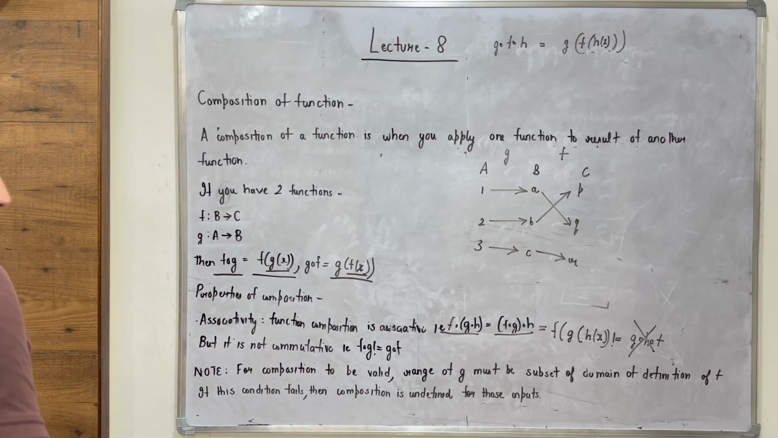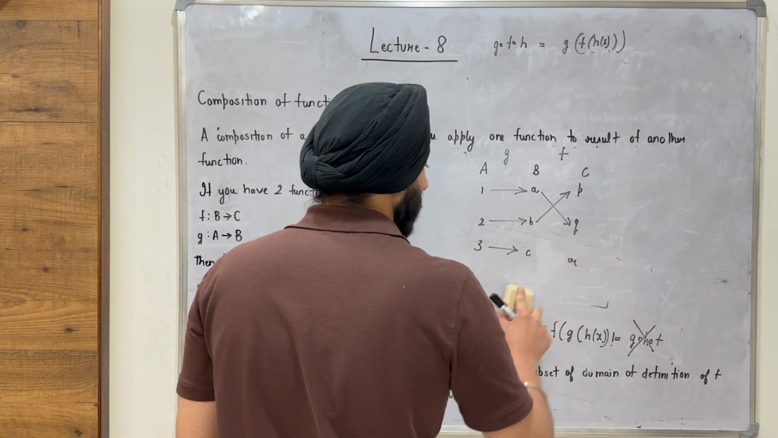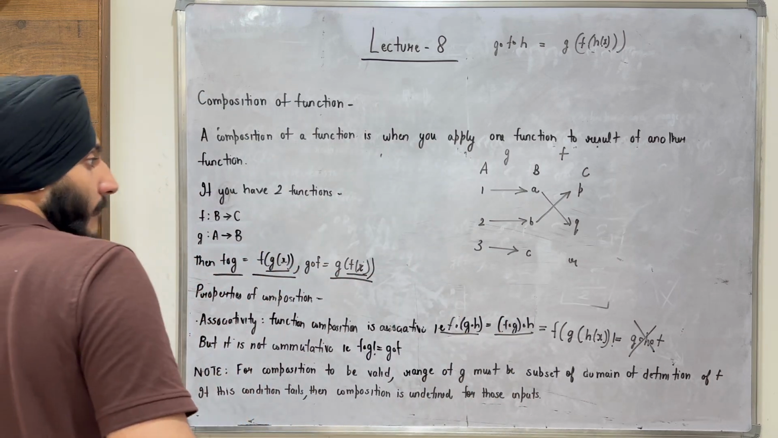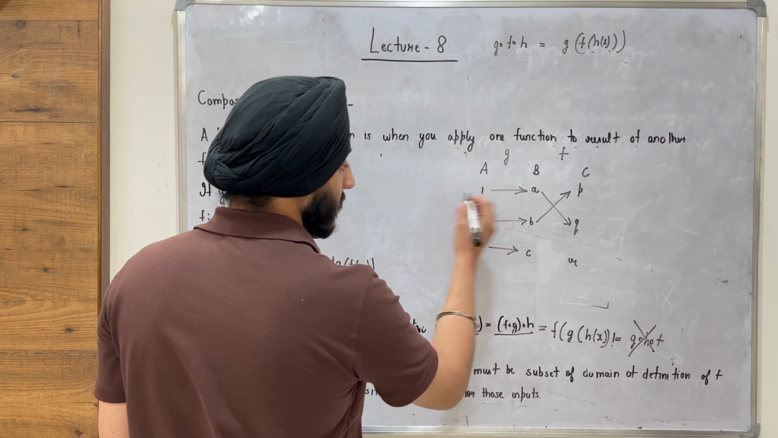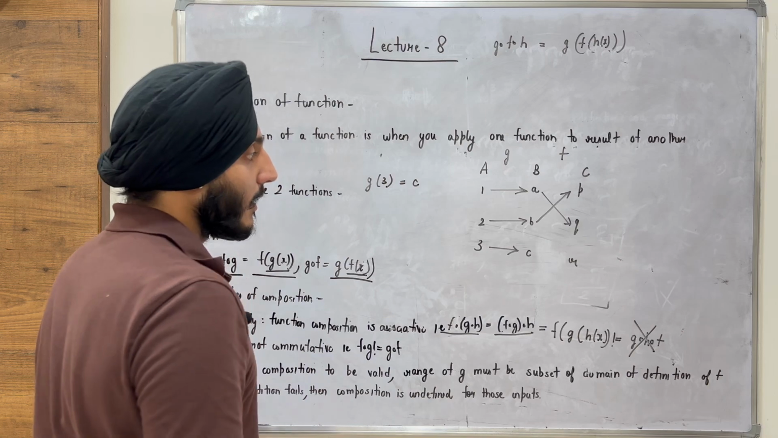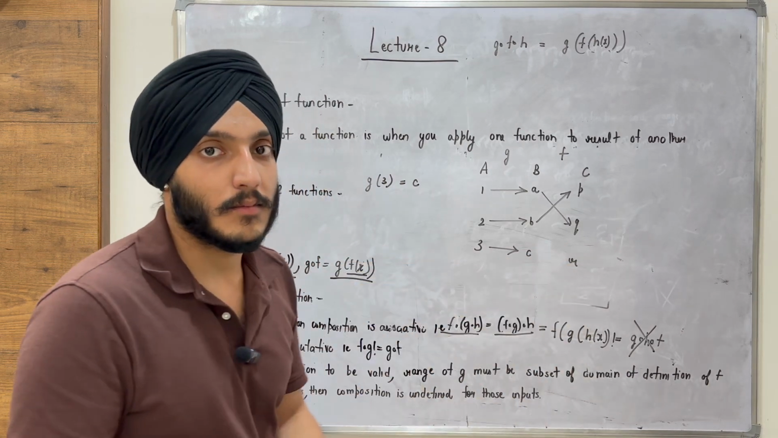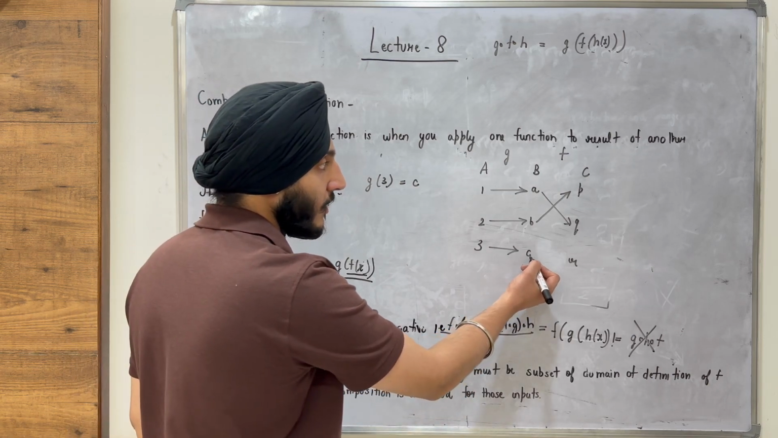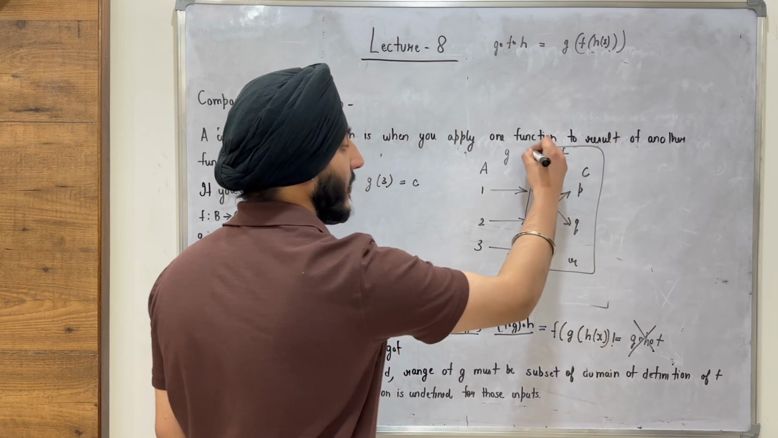Let's say I make this small change, where 3 points to C, so G of 3 is defined, right? G of 3 is going to be C. But I don't have any arrow going from C to R, right? That means this C is not part of the domain of definition of this function F. I hope that makes sense, right?